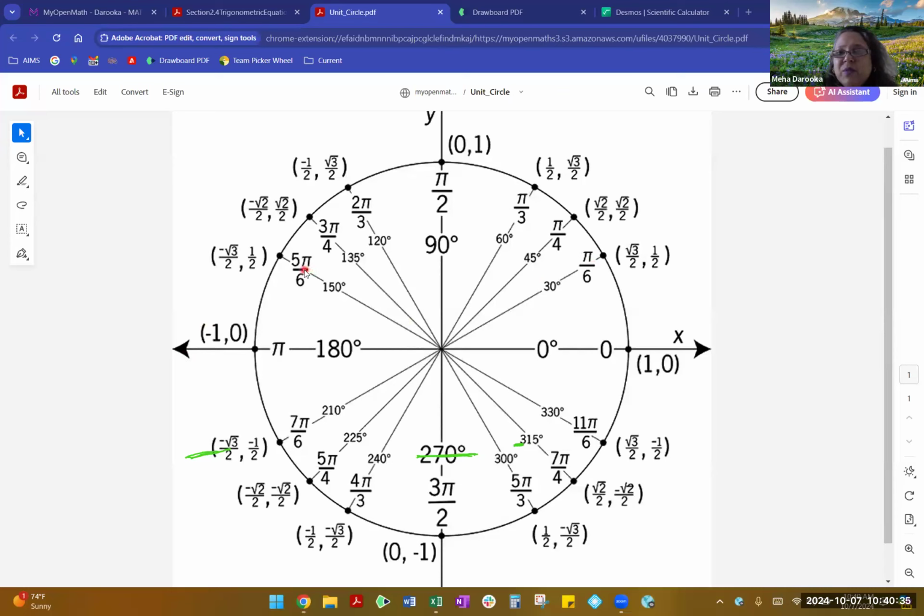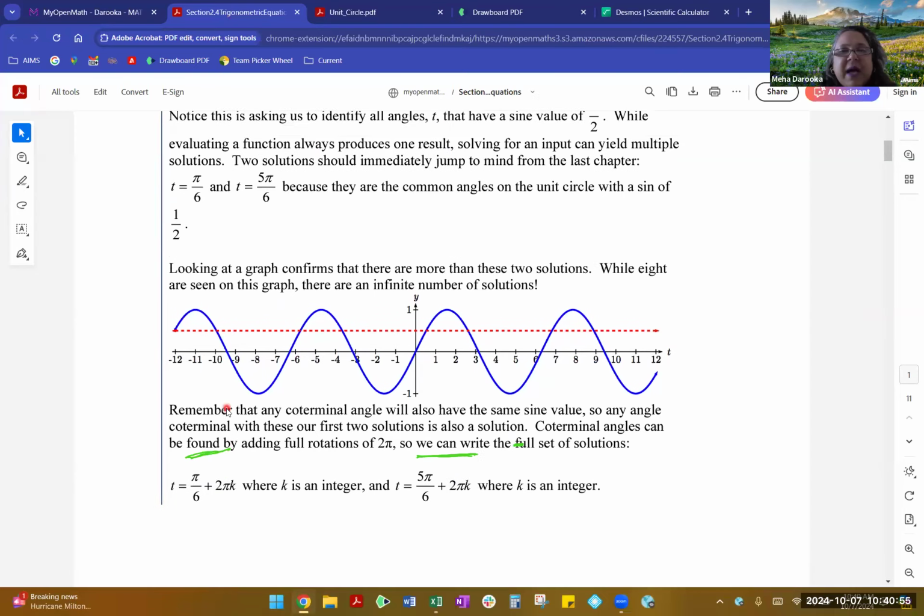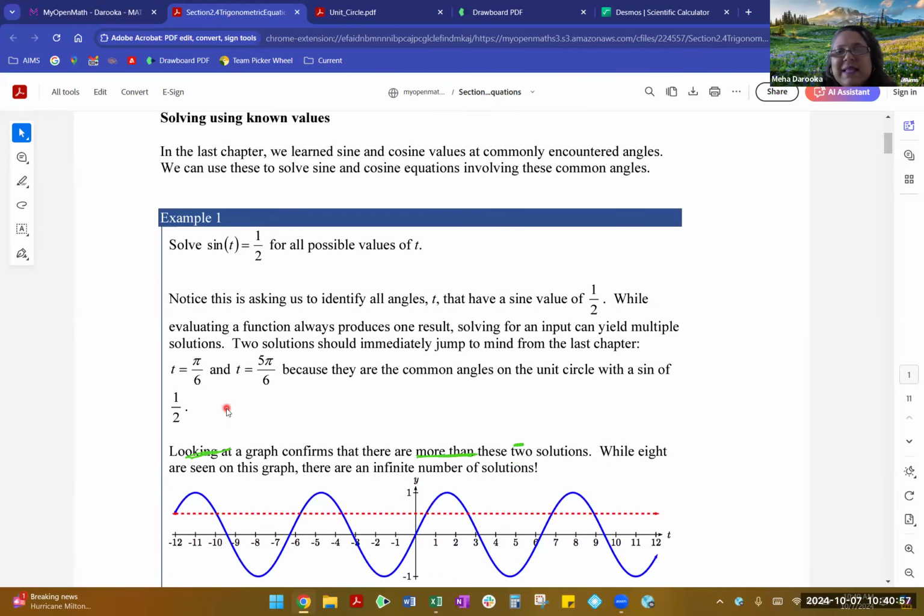And the same thing's going to happen with 5 pi over 6. If you completed one full rotation, well, that's 5 pi over 6 plus 2 pi, right? And then if you did another rotation and another rotation, clockwise or counterclockwise, you're always going to be at the multiples of 5 pi over 6 and pi over 6. So that's one thing we have to keep in mind as you are solving these types of equations, because they're asking us to find all possible values of t.